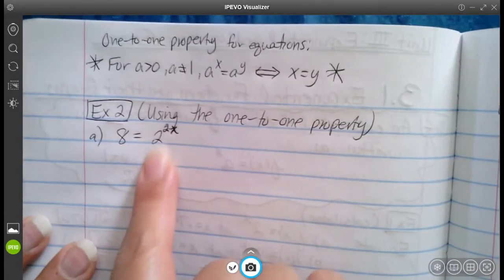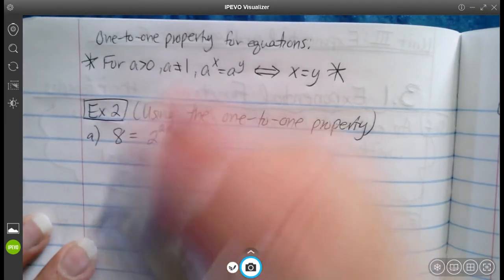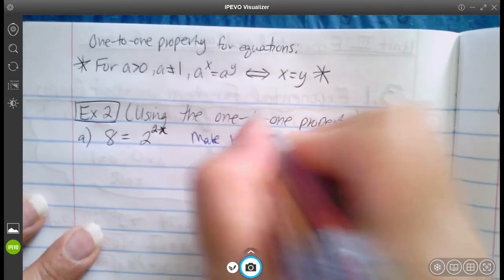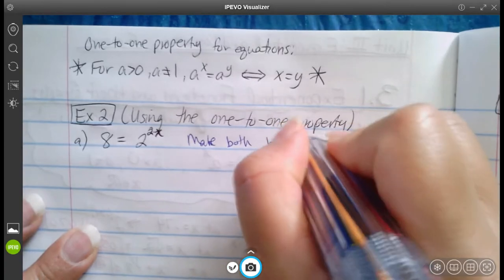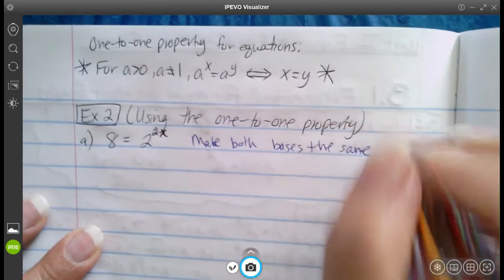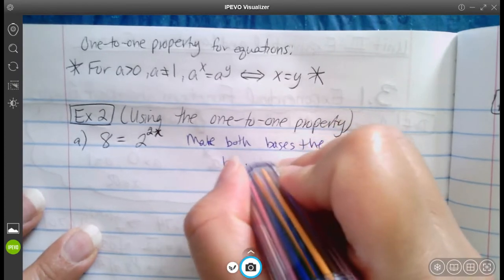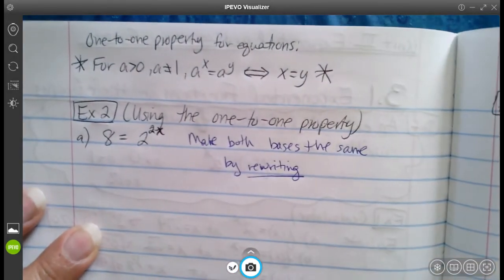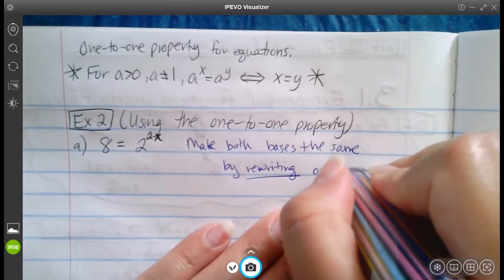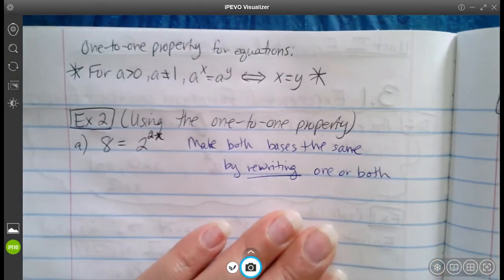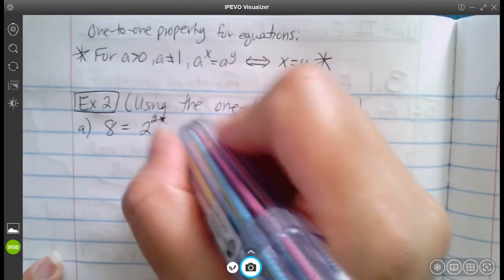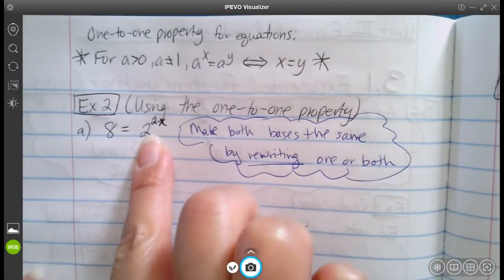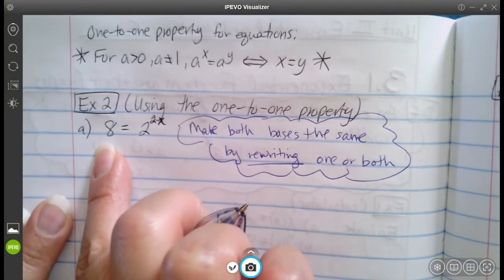So we have 8 is equal to 2 to the power of 2x. What we want to do here is make them the same base. So we're going to make both bases the same. That's the goal. And we do that by rewriting one of them, sometimes both. One or both. In this case, I know that 8 is a power of 2, because I can rewrite 8 as 2 to the third power.